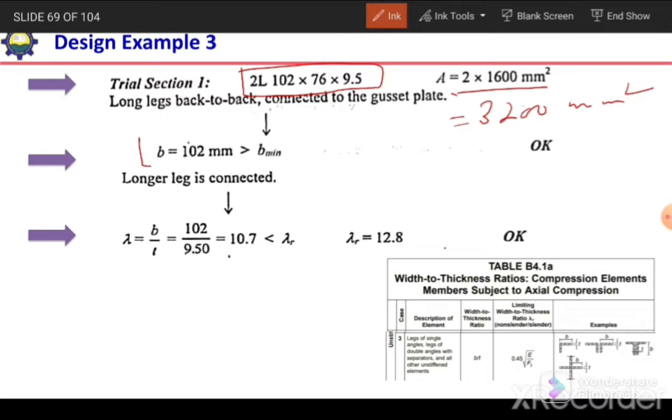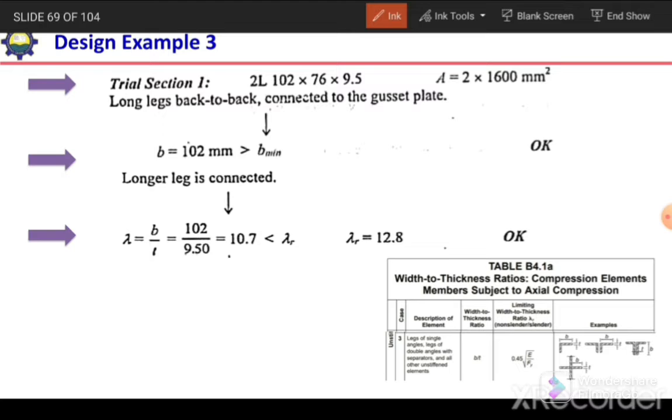The first check is we need to check whether B is greater than B minimum. So B is, in this case, the dimension of connected leg, 102, so it is more than 54, so it is okay. So the B of the selected section is more than B minimum, so it's okay.